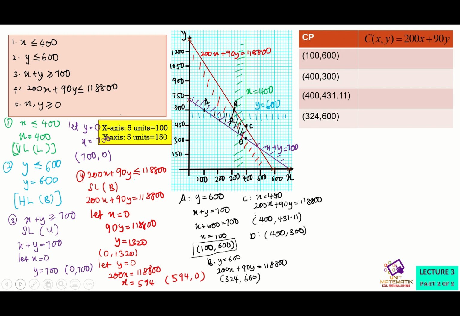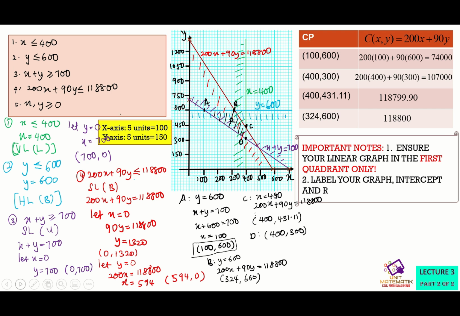Then your objective function is, please remember our objective is to get the minimum cost, and then compute your cost function with respect to each corner point, okay? And then you will get as follows, as you can see there. Again, you need to ensure that your linear graph is in the first quadrant only, okay? And then label your graph, your x-intercept, y-intercept, and the shaded region R. And then don't forget to make a conclusion.